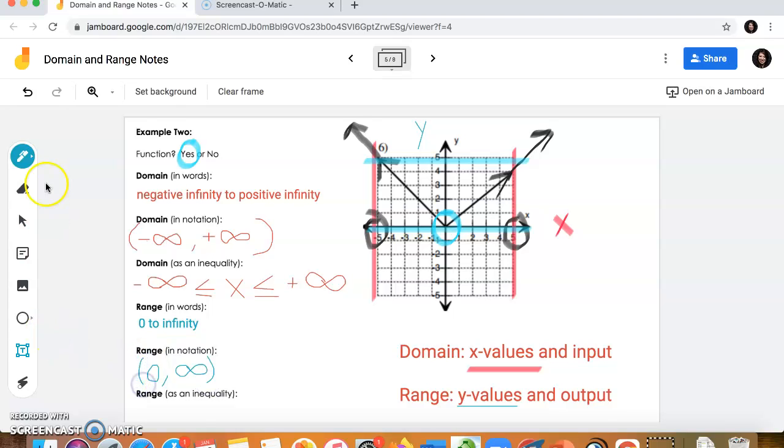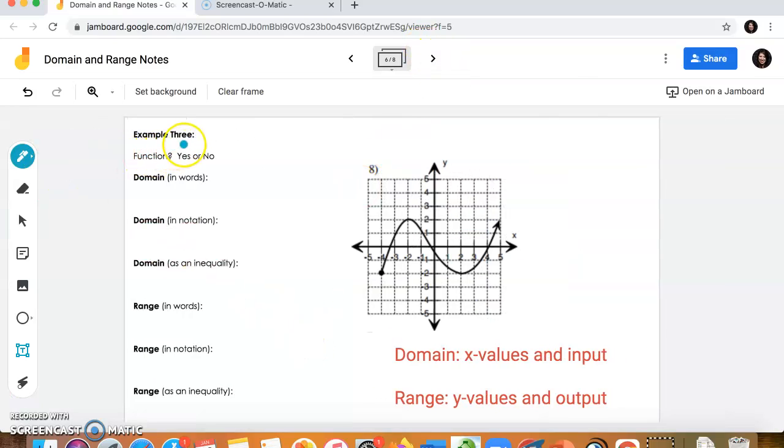There we go. And then the range, we'll do the same idea, 0. We'll have our inequality signs, like we did before, but this time we'll use a y, and then we'll put the infinity at the end. So if you need more time on this slide, go ahead and pause it because I am going to move on to the next video.